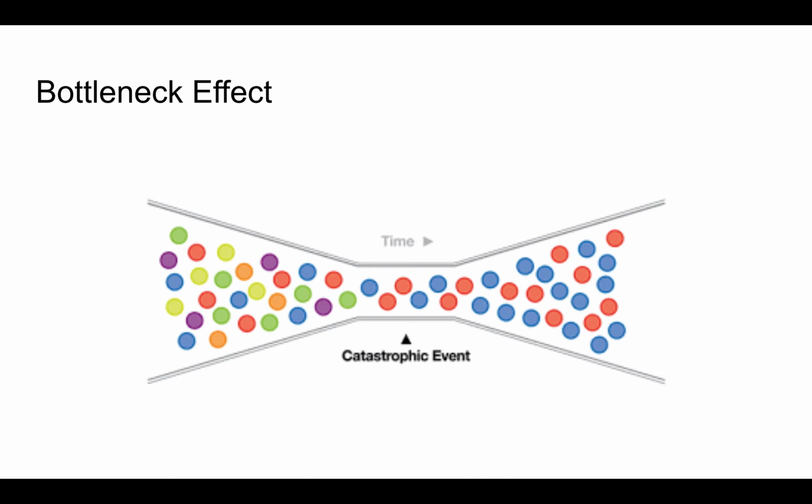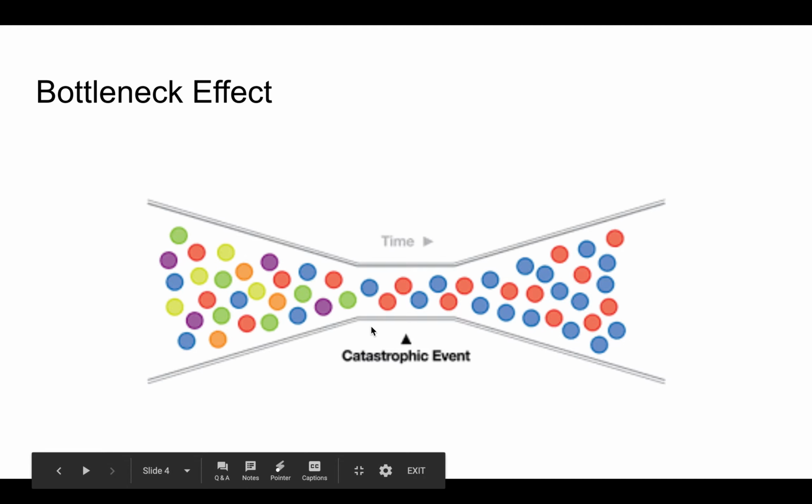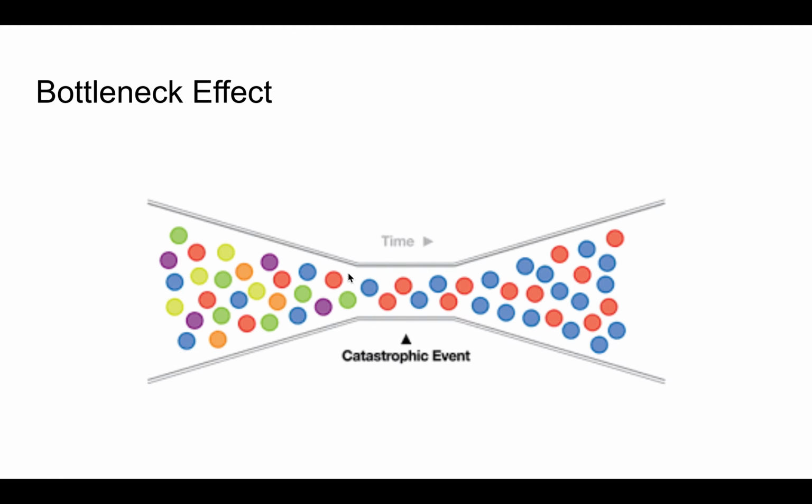So with the bottleneck effect, again, you start off with a very large population here, but then a large number of individuals just randomly get removed from the population. They go through this bottleneck effect, and some of them get removed. In this smaller subset, we no longer see the yellow, the green, the orange, the purple colors. We only see the red and the blue.